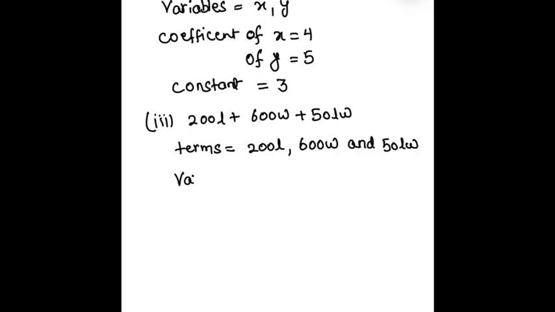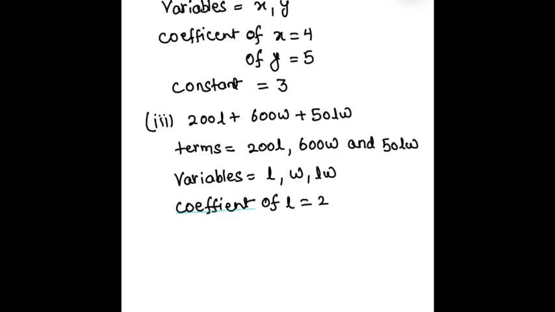The variables are L, W and LW here, and the coefficient of L is 200. Coefficient of W is 600 and coefficient of LW is 50. And there is no constant here.